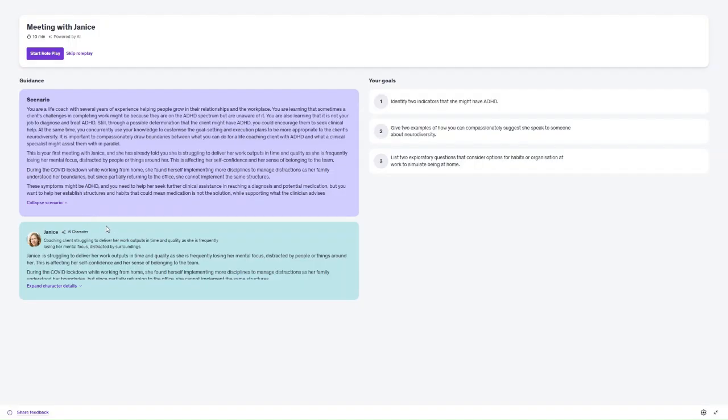Then you've got the AI character, where I again have given this character these prompts saying that, well, this is Janice, and Janice is struggling to deliver her work outputs in time and quality, etc. And so she's going to be working with this basis as you, as the coach, working in this purple block. Your goals on the right, you'll see, are to identify 2 indicators she might have ADHD, give 2 examples about how you can compassionately suggest she speak to someone, and maybe 2 exploratory questions that consider options.